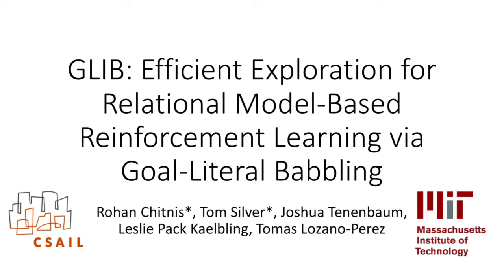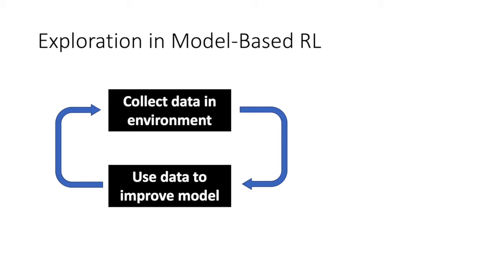We present GLIB, a method for efficient exploration for relational model-based reinforcement learning. Exploration is a fundamental problem in reinforcement learning. In model-based reinforcement learning, the agent must explore its environment to gather data for improving its transition model. This model can then be used to plan for achieving goals or maximizing rewards.